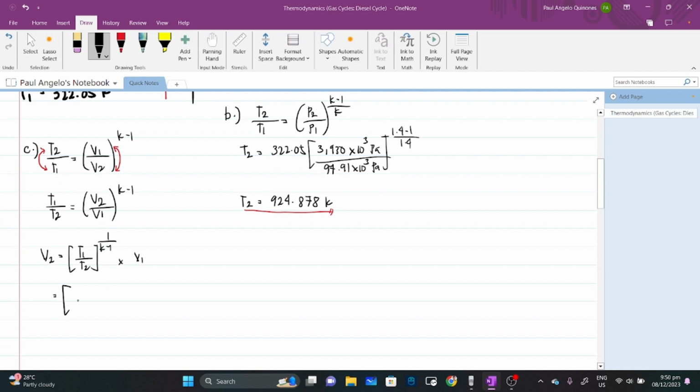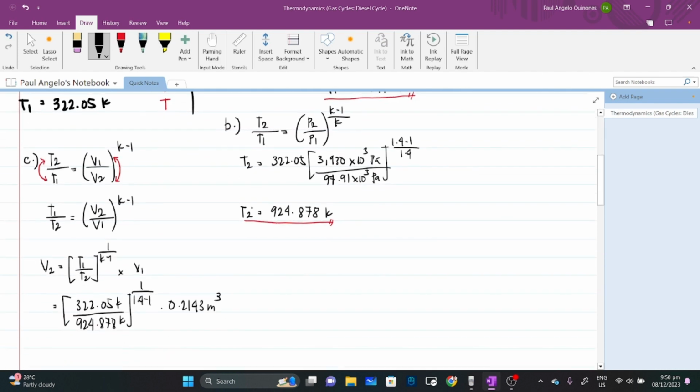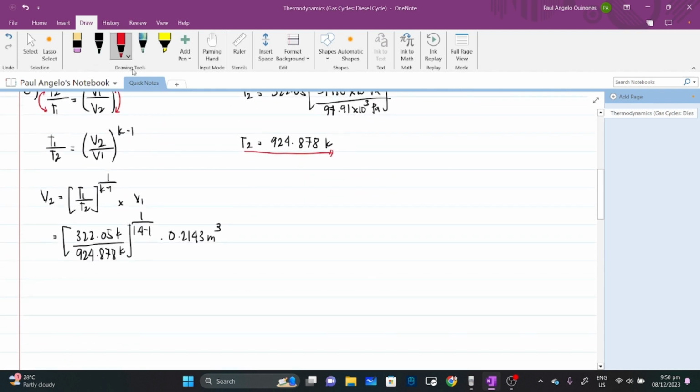So I have T1, that is 322.05 over T sub 2 of 924.878. So the Kelvin here will cancel out. 1 over 1.4 minus 1 times V1, that is 0.2143 cubic meters. Okay? So Kelvin will cancel out, so the final unit is cubic meters.